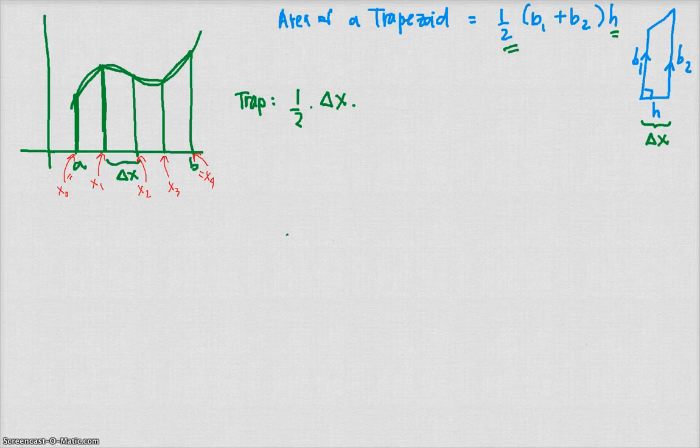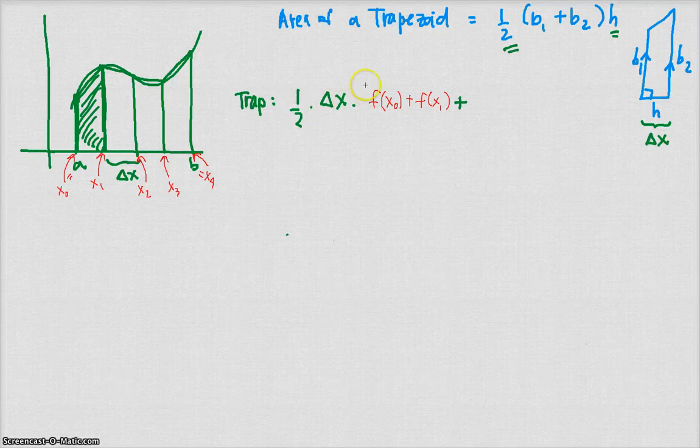So if that's the case, what we have here for the heights are going to be f of x sub naught, plus the second base right here, f of x sub 1, right? And that's going to be my very first area of this trapezoid. Now what we're doing next is we're going to add up the area of the second trapezoid, which is going to be, again, 1/2 times delta x, times this output plus this output.